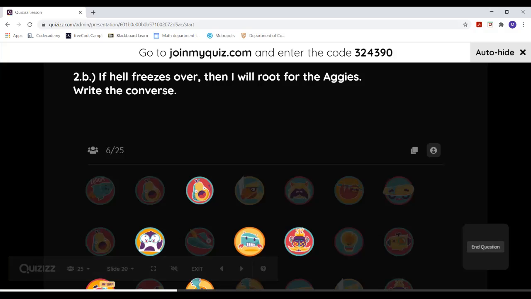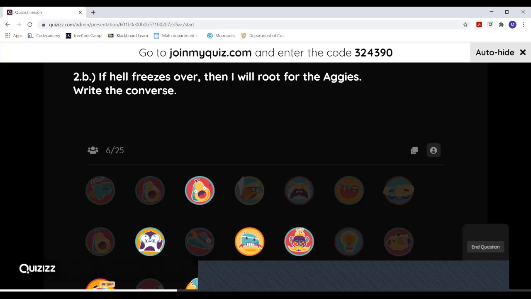So what would the converse of this thing look like? I'll give you a few seconds before I switch over and look at responses.